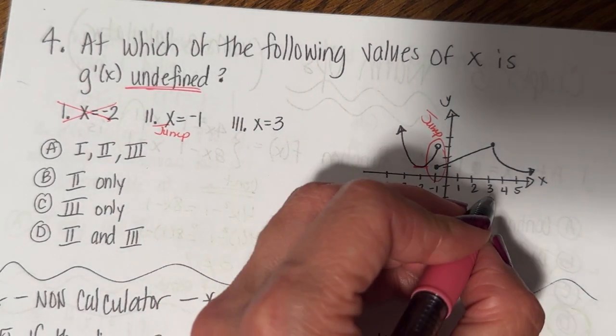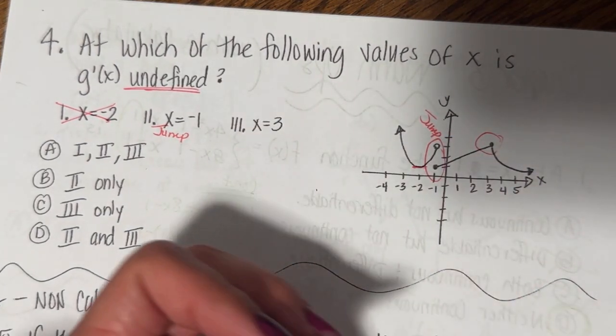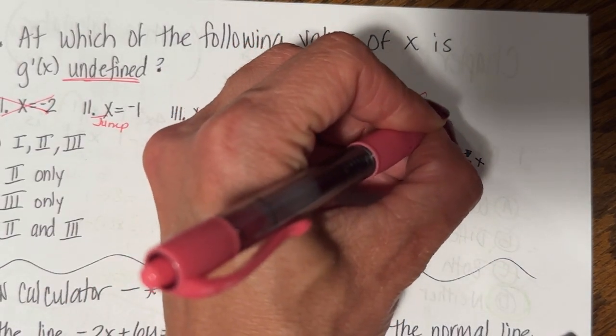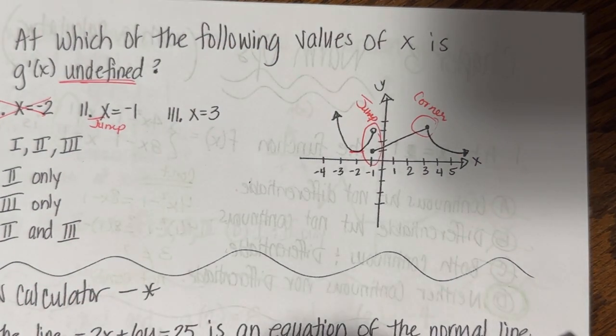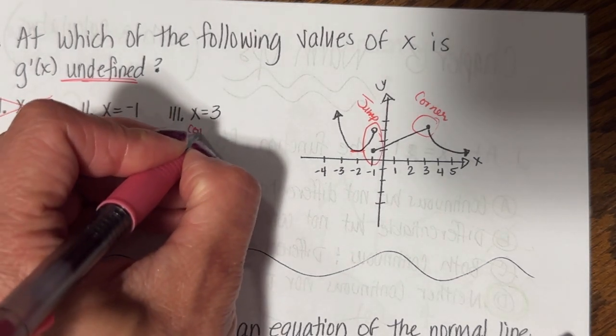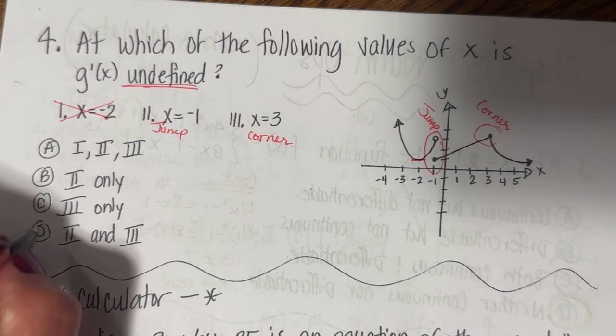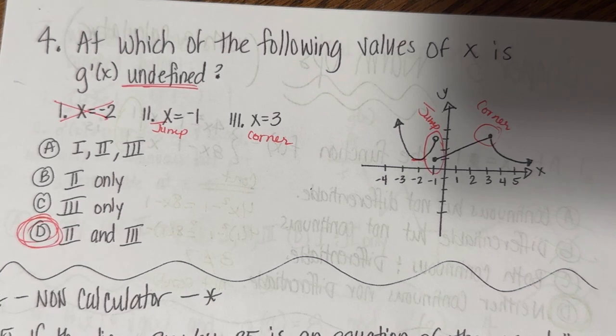At x equals 3, that would be right here. Well, that's a corner, or you could argue it's a cusp. Either way, corner or cusp, it is undefined right there. So that one is also undefined at x equals 3. So the places where g prime of x is undefined is just 2 and 3. So that would be D.